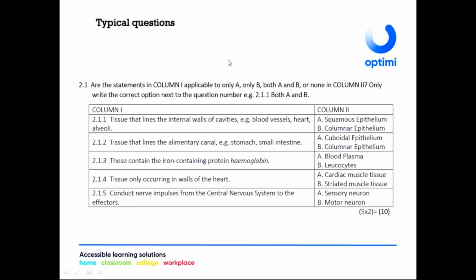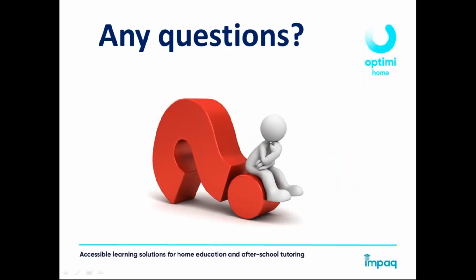In your answer, you are required to just write the question number 2.1.1, and if it applies to B only, write B. If it applies to A only, write A next to your question number, or if it applies to both, you write both. Let's look at the description and see if it applies to both A and B, or A only or B only. Let's look at that quickly.